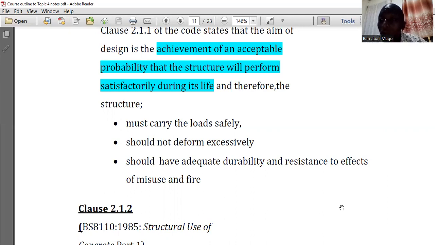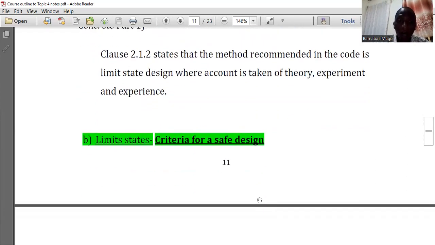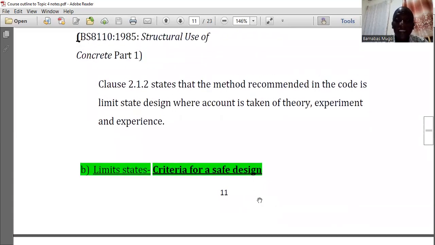It should be able to resist the effect of fire, of misuse, and any other calamity that it is exposed to. Then, the same structure, when we are using the limit state design code of practice, states that the method recommended in the code is limit state design, where account is taken of the theory, the experiment, and also the experience. You need to have the theoretical part for you to be able to use this method.